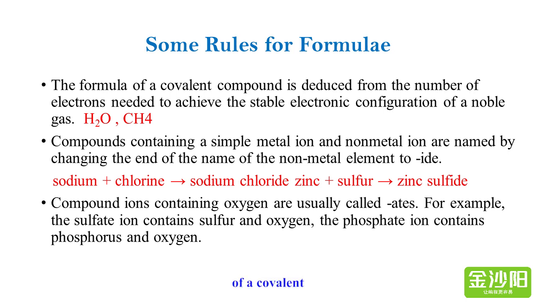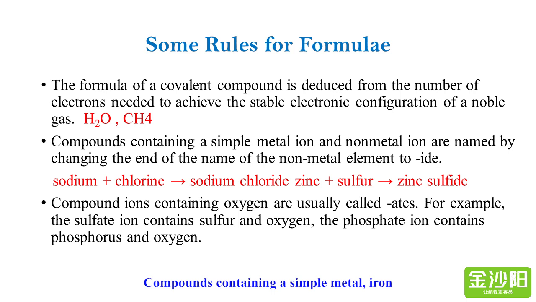The formula of a covalent compound is deduced from the number of electrons needed to achieve the stable electronic configuration of a noble gas. In general, carbon atoms form 4 bonds with other atoms, hydrogen and halogen atoms form 1 bond and oxygen atoms form 2 bonds. So the formula of water, H2O, follows these rules. The formula for methane is CH4, with each carbon atom bonding with 4 hydrogen atoms. However, there are many exceptions to these rules.